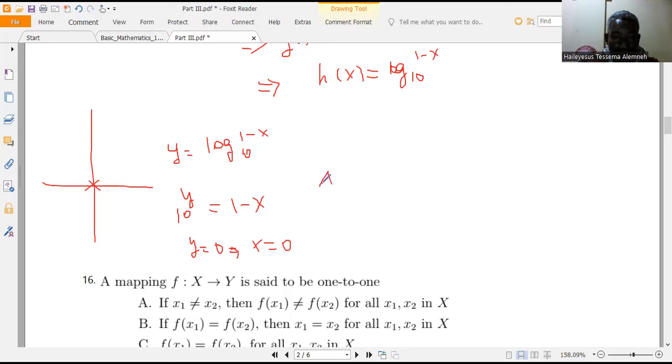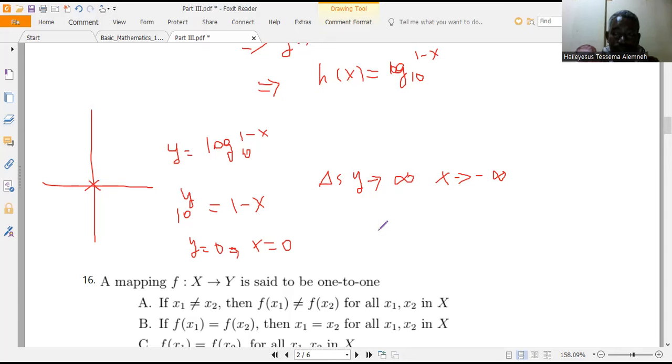So as y moves to infinity, you can see that x moves to negative infinity.